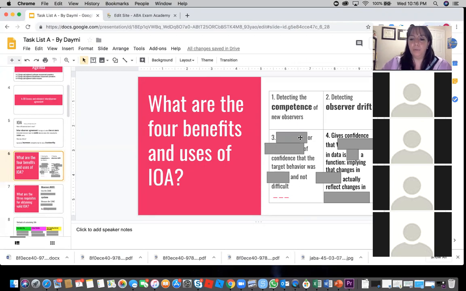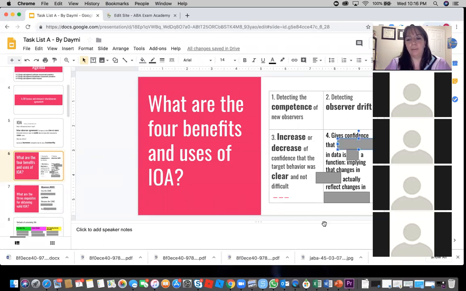Believability. I'm going to give you the first one. Does it increase or what? That decreases the confidence. Perfect. Increase or decrease the confidence that the target behavior was clear and not difficult. Yes, perfect. All right, number 4, gives confidence that blank in the data is blank.